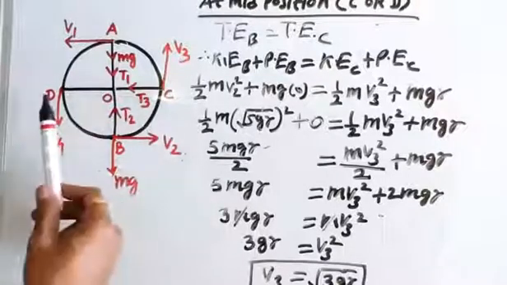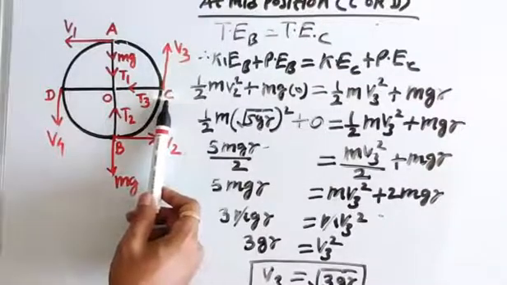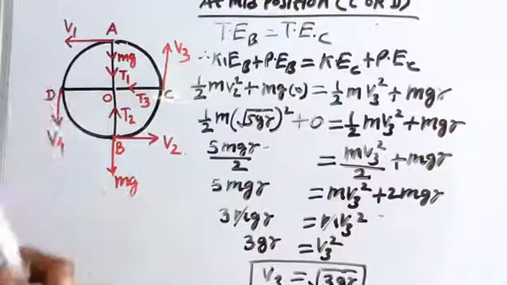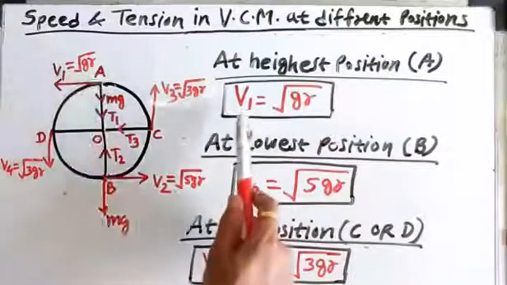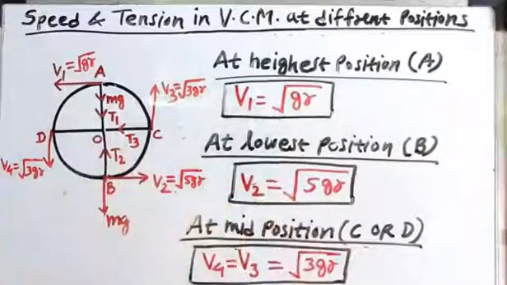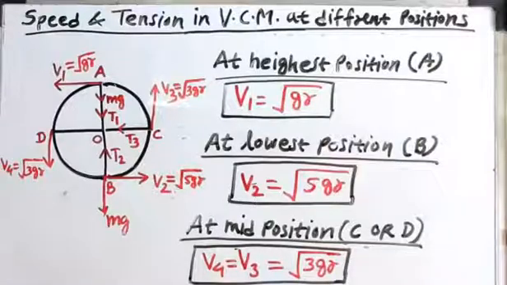As point C and point D both are at the mid position, this v3, which is the velocity of the particle at point C, is going to be the same at point D, which is root 3gr. So these are the values of the minimum velocities of the particle performing vertical circular motion at different positions. At the highest position, that is at point A, the minimum value of velocity should be v1 is equal to root gr. At the lowest position, point B, v2 is equal to root 5gr, and at the mid position, point C or point D, it is root 3gr.